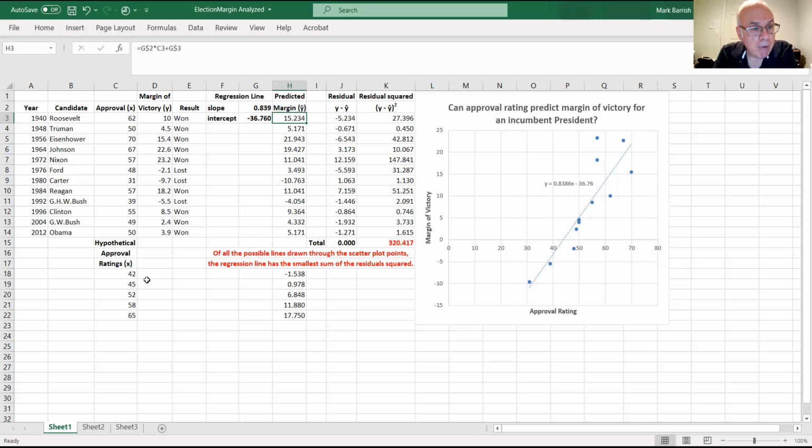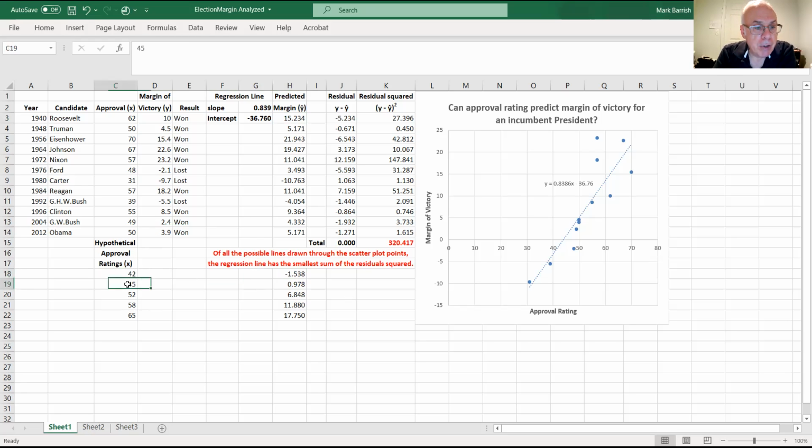Okay, so all the values of X that I'm using here, which are not in the data set, are within that range. I'm using 42% for an approval rating, 45%, 52, 58, and 65. Since these are not in the data set, we have to use the line as the way of predicting the margin of victory, right? We're using that slope and y-intercept. So basically, we take the value of x and plug it into the equation. If the hypothetical approval rating is 42%, we would predict that this person would lose the election by about 1.5 percentage points.